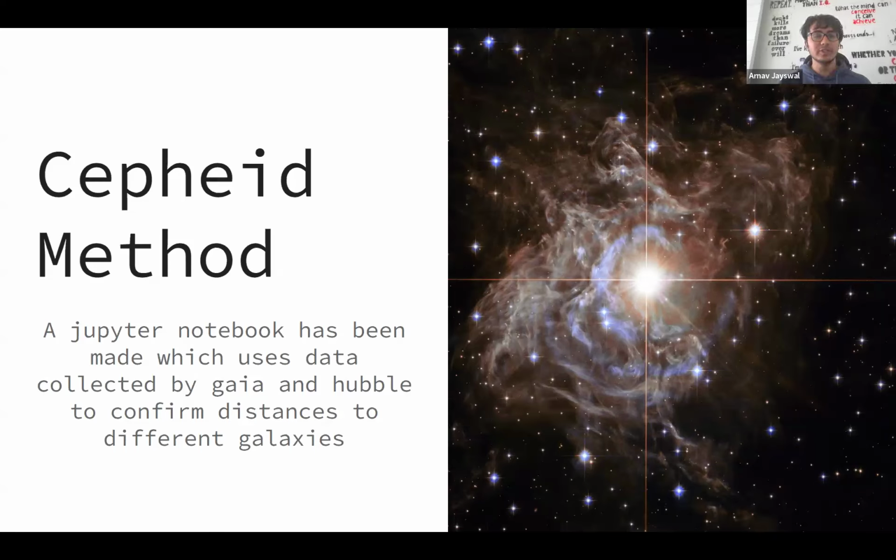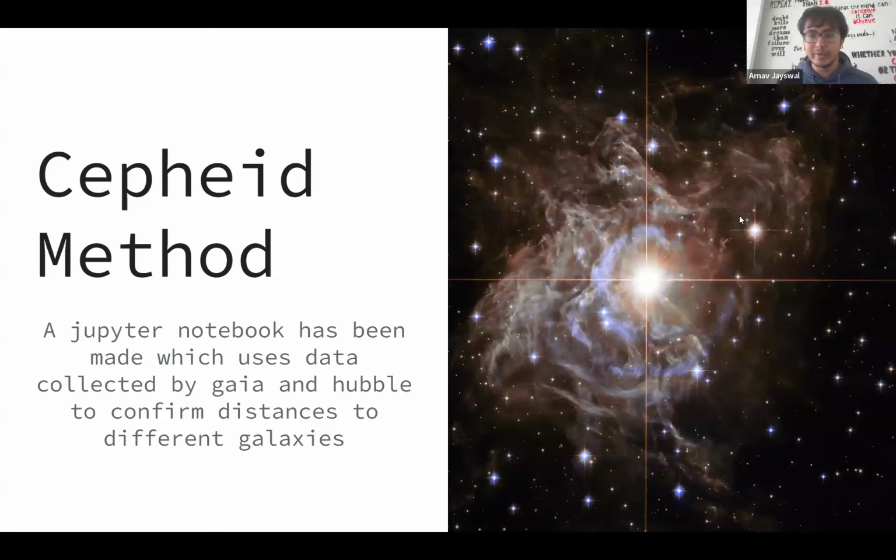But basically, Cepheids are stars with varying brightness, and they have a fixed time period in which the brightness varies. Astronomers have made great use of this very basic property of these very special stars to find out distances between the stars. Later on, I'll show a Jupyter notebook, which uses data collection from Gaia and Hubble to confirm distances to different galaxies. We'll look at the code later. Let's understand some of the theory now.